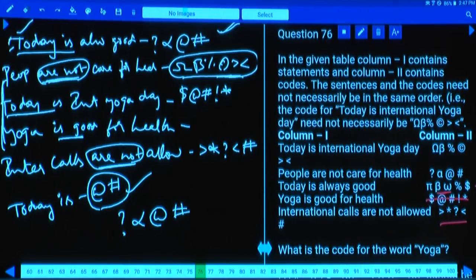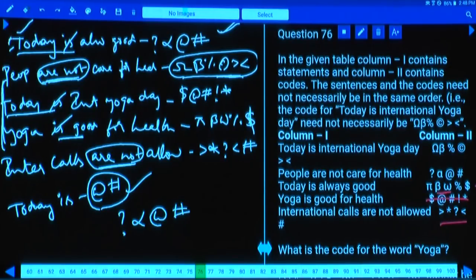Now five elements: pi and beta, W, percentage and dollar. Now compare the individual words. Isn't it? If you compare the individual words, each is common among these. Each is here, each is here, each is here. Then tell me which element is common out of this.